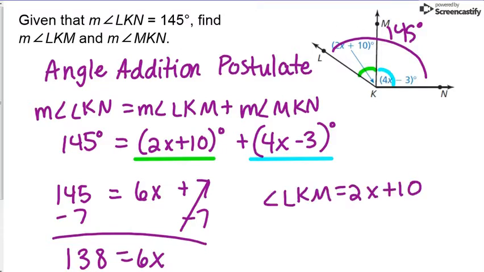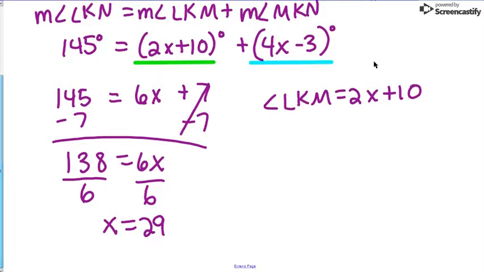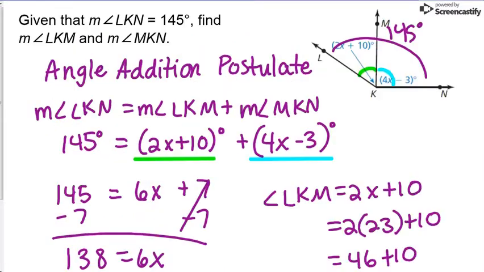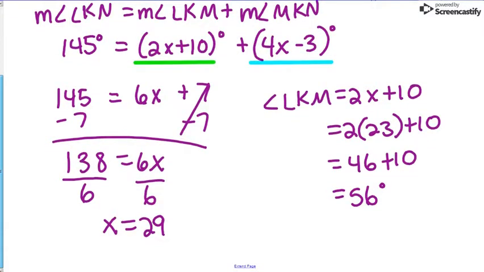So now I'm going to plug my information into my problem. LKM was 2x plus 10. I know that x was 23, so I'm going to plug that in for x. So 2 times 23 plus 10. That's 46 plus 10, which is 56.